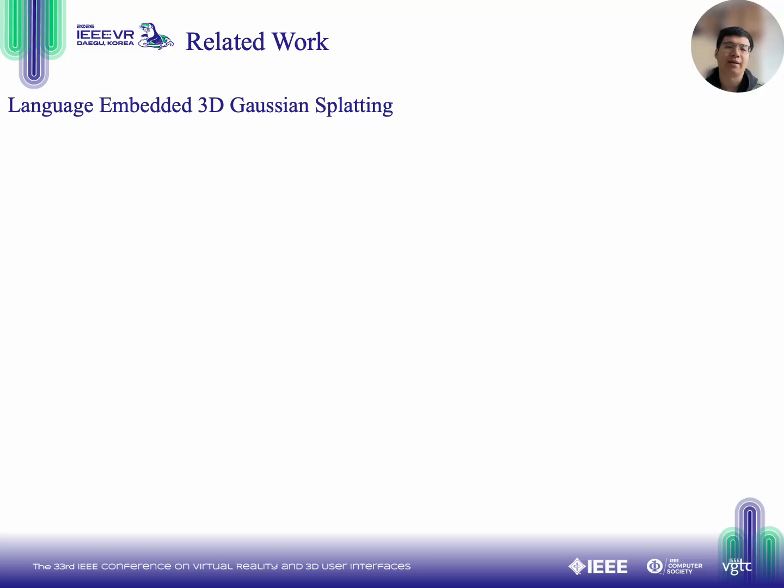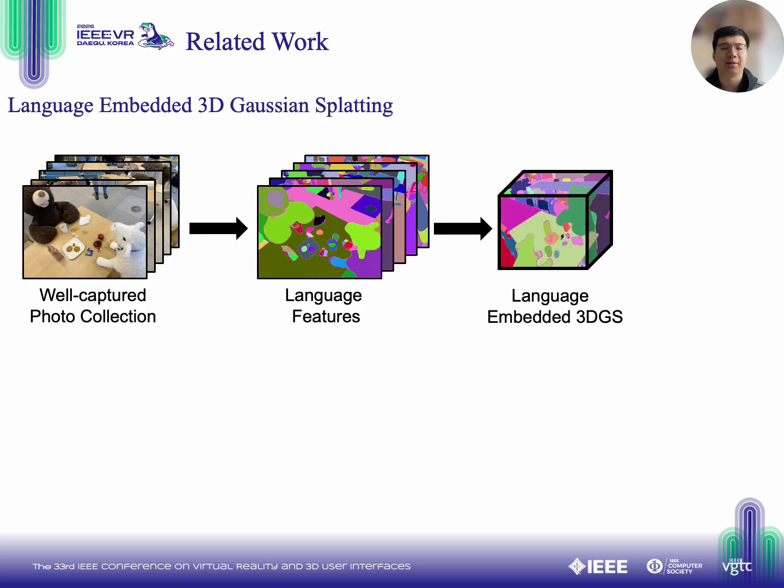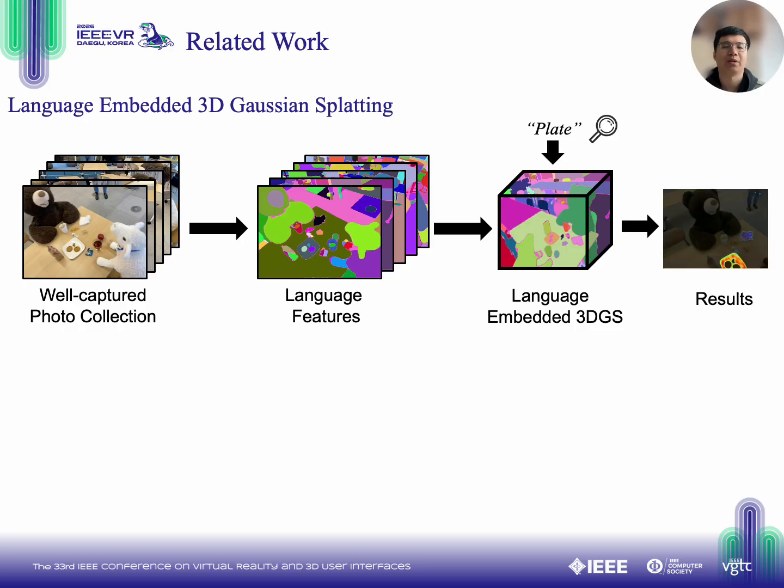Recently, some methods, such as LE Gaussians, utilize well-captured photo collections to extract language features using CLIP to reconstruct the language-embedded 3D Gaussian. This enables open vocabulary queries and segmentation for any object in the scene. However, these methods struggle to adapt to unconstrained photo collections with appearance variance due to lighting changes and transient occluders, such as the tourist photos of the Trevi Fountain collected from the internet.